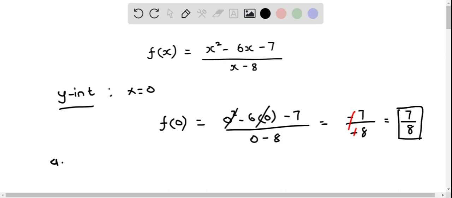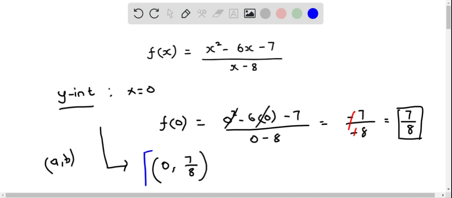Now let's write down this y-intercept in (a, b) form. So therefore we say that x equal to 0 comma y-intercept is 7 eighths, and so 0 comma 7 eighths is the y-intercept.